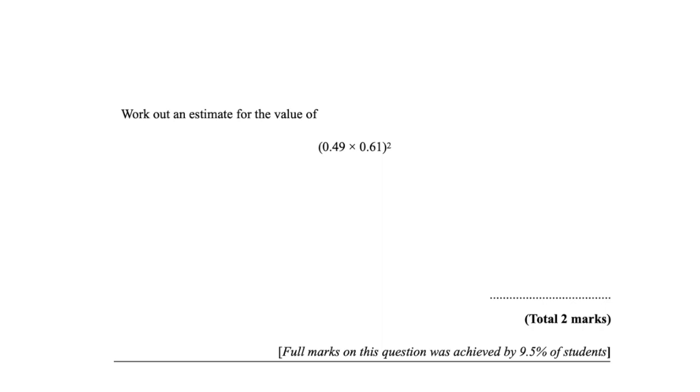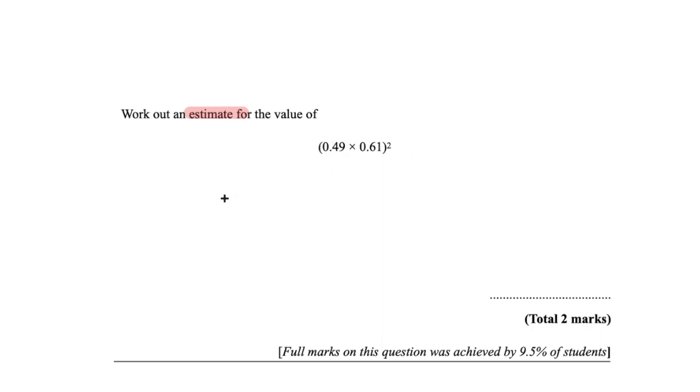So this is our first question. We've got work out an estimate for the value of 0.49 times 0.61 squared. And I should have mentioned before, but this is a non-calculator paper. So the key word that we have here is this word, estimate. And the word estimate, when you see it in a GCSE exam, especially on a non-calculator paper, means round to an easy number. So they don't actually want you to do 0.49 times 0.61, square it for 2 marks. They want you to make it easy.